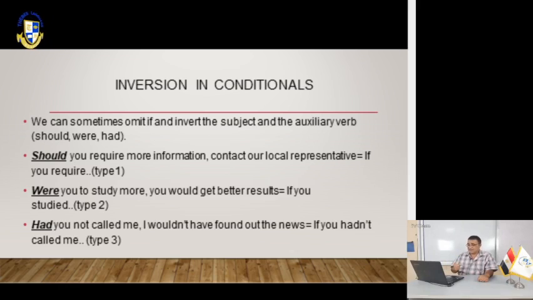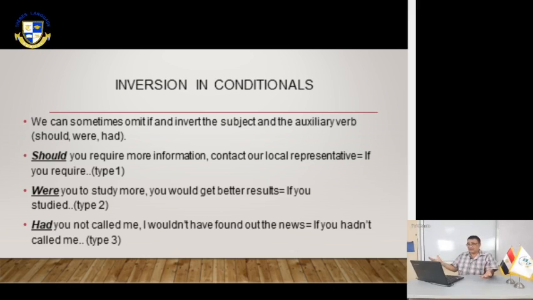Where here can be used with the meaning of if. For example, were you to study more, you would get better results. Were you to study more means if you studied more. This is with the second conditional only. If you studied more, should you study more? Or were you to study? But you have to keep in mind that when you begin with were, you must include the preposition to.